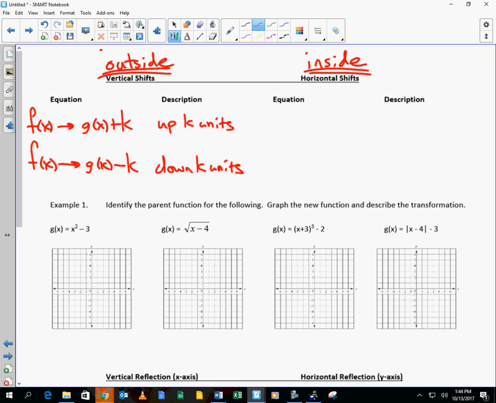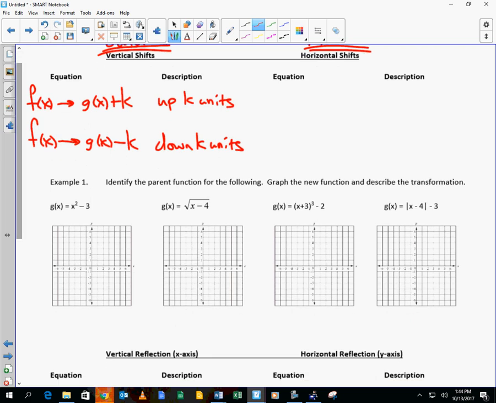So let's look at a really basic example here. Let's look at this example, g of x is x squared minus 3. What does the parent function look like? A parabola. Awesome. So what is the new function going to look like? Shifted down 3 units. Exactly. Okay? Now, I know that that's something you've seen before, but we're going to show you plenty of examples that you haven't seen before as we move along, okay?